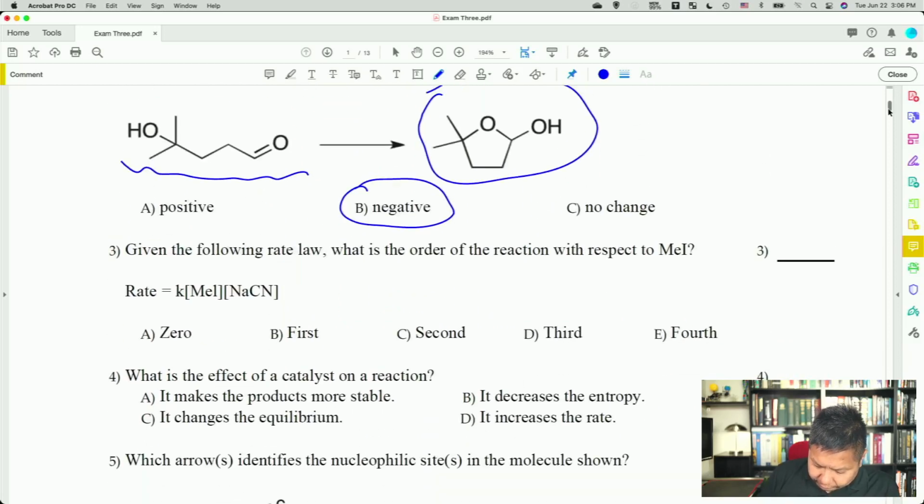Give the order of this reaction with respect to MeI from the following rate law, right? So methyl iodide. Which is funny because that says MEL in there, mel. But that's a typo on the exam. Anyway, each one of these concentration units here has 1 as its exponent, so this would be a first order reaction with respect to MeI, or methyl iodide.